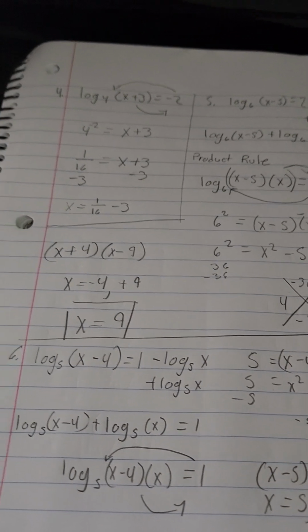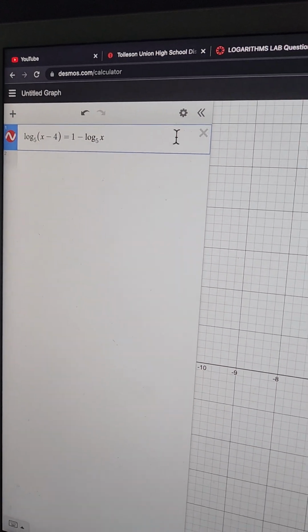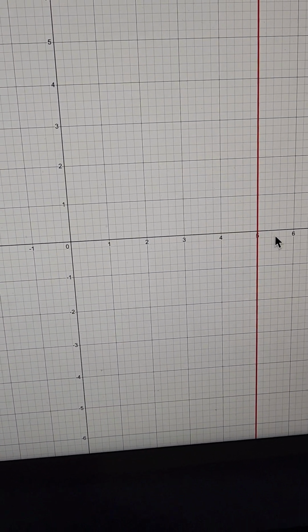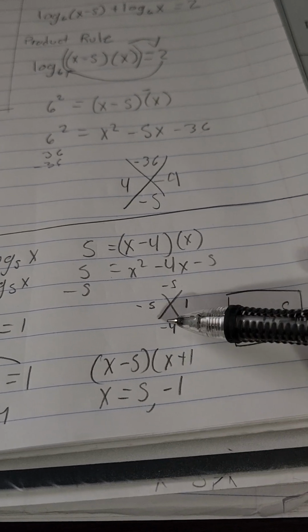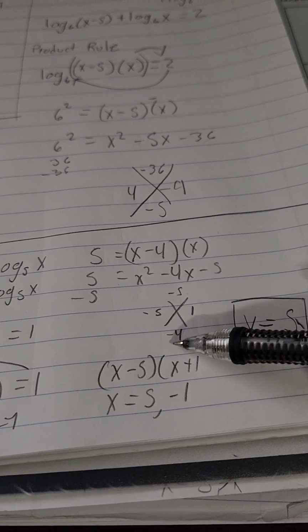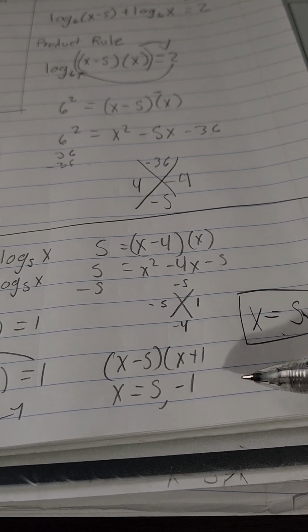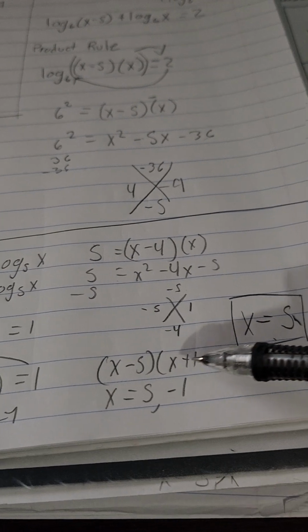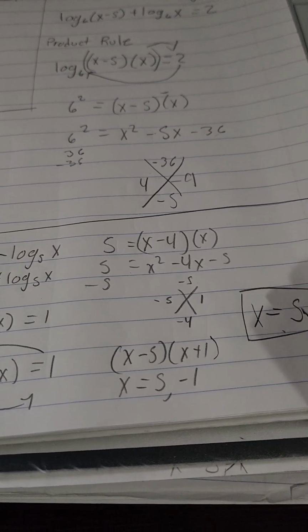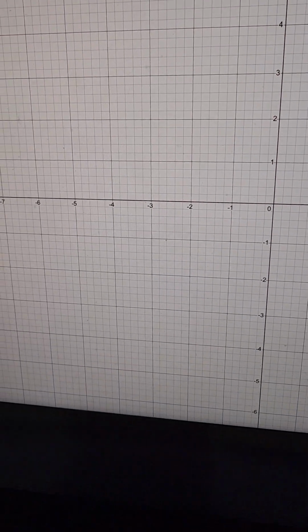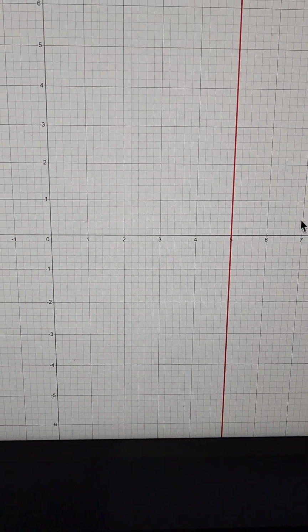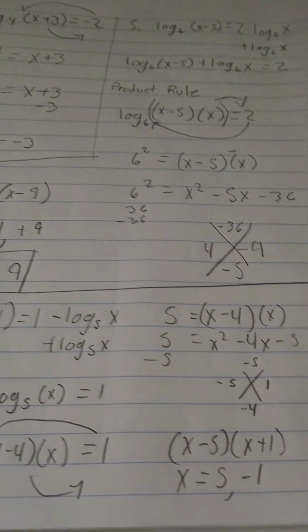And if you plug it into Desmos, right? Plug the original formula into Desmos, you're going to get that one of the numbers is 5, right? So 5, 1. Right, and then since it's negative 4, this one's gonna have to be a negative. (x minus 5)(x plus 1). Oh, I forgot the parentheses here. And then x equals 5 and negative 1. But since we know that it's just 5 and there's no negative 1, that's how you know it's just gonna be x equals 5.